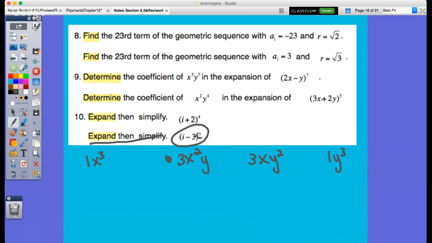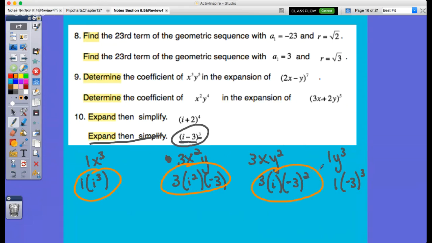What gets plugged in for x is the first value. So we plug i in for x. So we're going to get 1 times i to the third. Over here would be 3 times i to the second times -3. Over on the third, we get 3 times i times -3 to the second and 1 times -3 to the third. Now, the biggest problem I've seen today and throughout is this is 1, this is 1, this is 1, and this is 1.